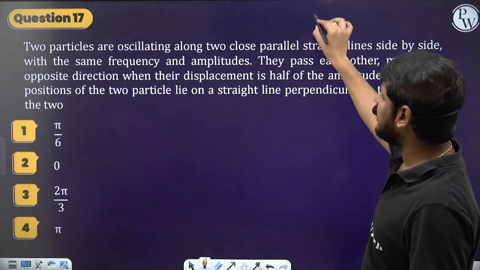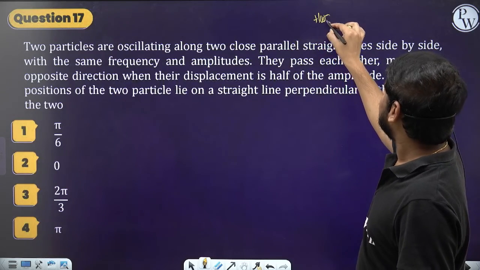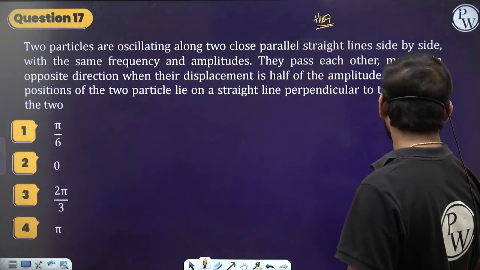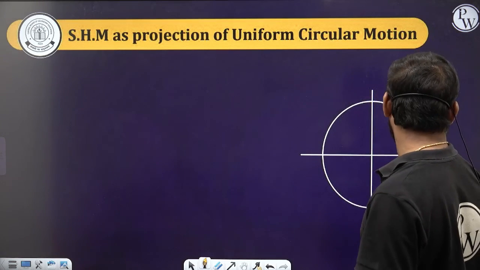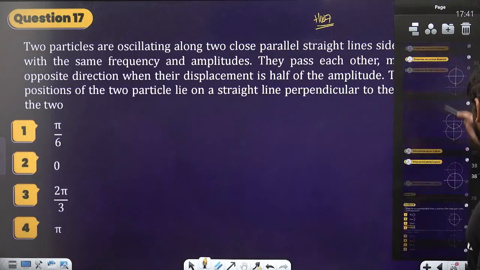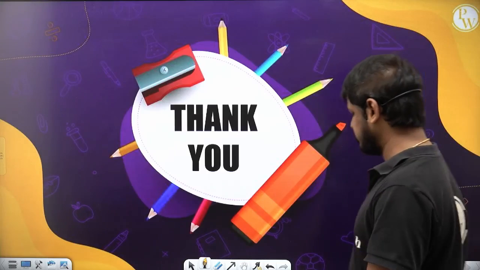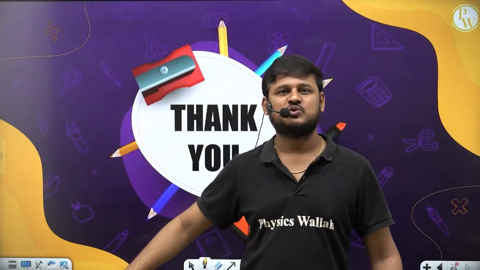If you have any doubts, you can comment, and I'll discuss them in the next session. Simple harmonic motion as the projection of uniform circular motion, that concept we'll discuss in the next session. Till then, keep studying. All the very best. Bye guys.